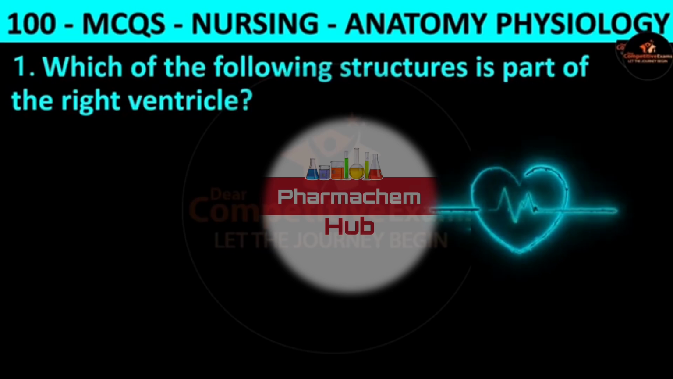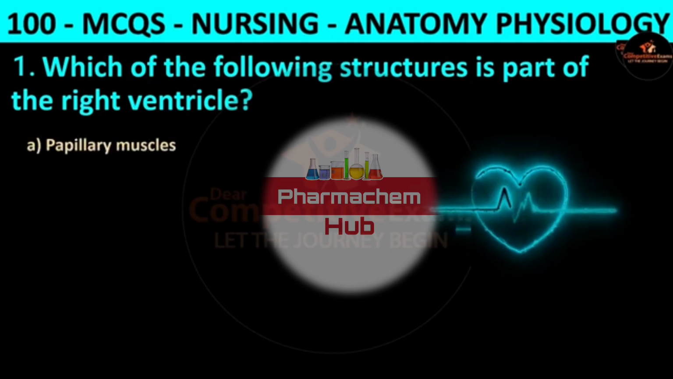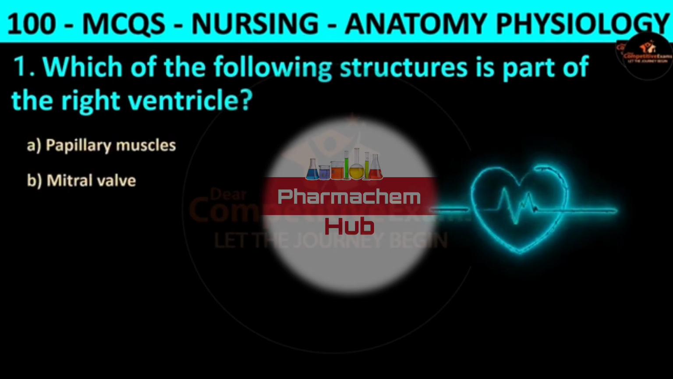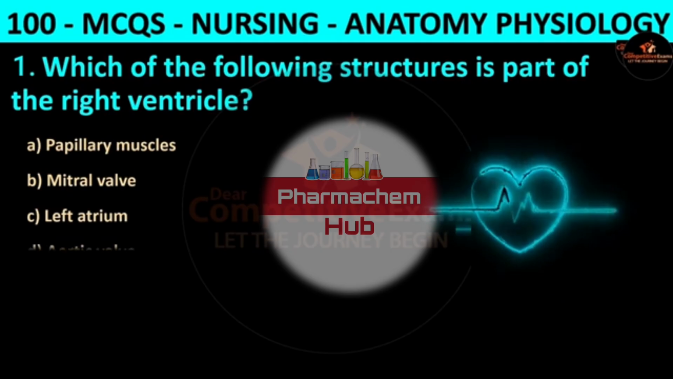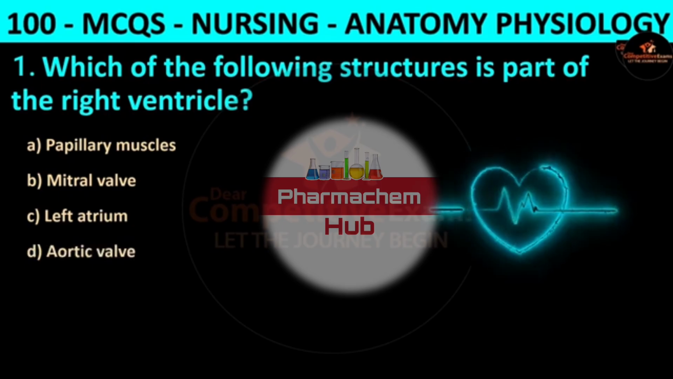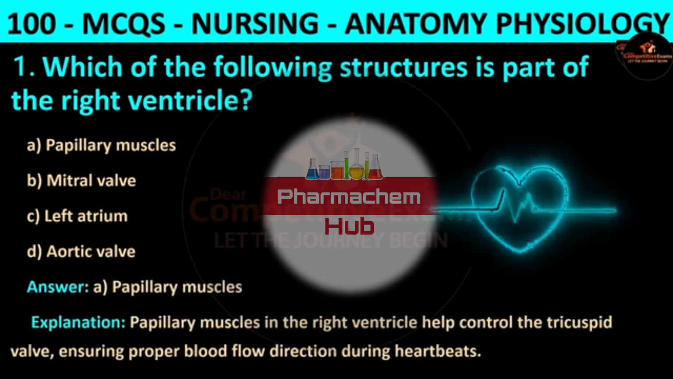Which of the following structure is part of the right ventricle? The options are papillary muscles, mitral wall, left atrium, or aortic wall. The correct answer is A, that is papillary muscles. Papillary muscles in the right ventricle help to control the tricuspid wall, ensuring proper blood flow direction during heartbeats.